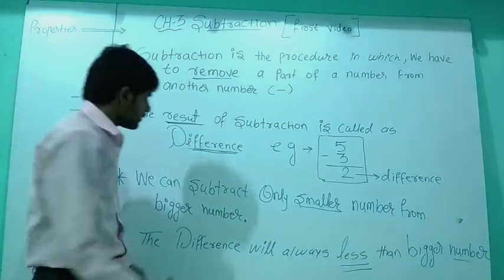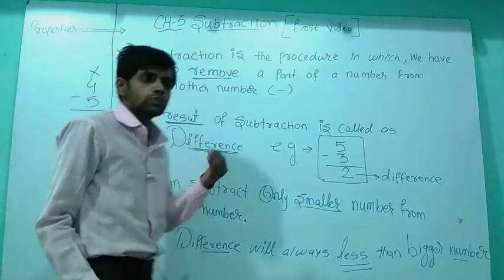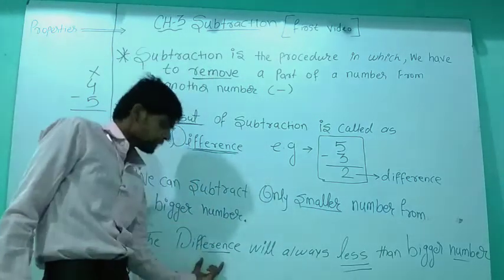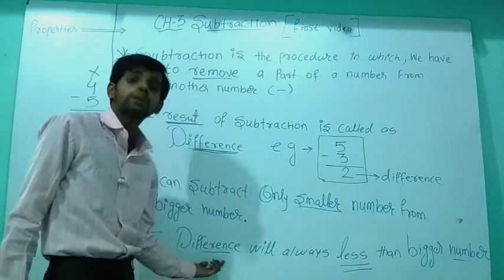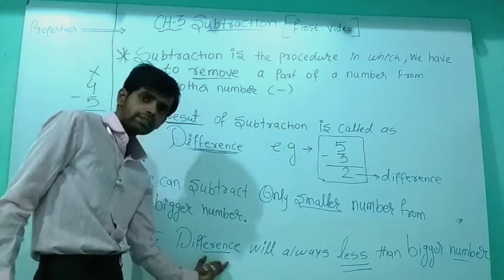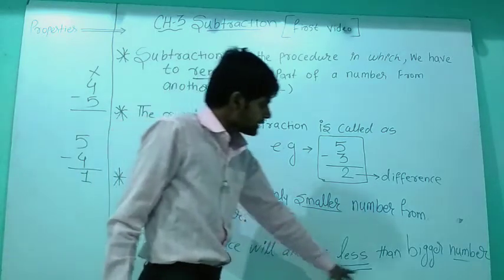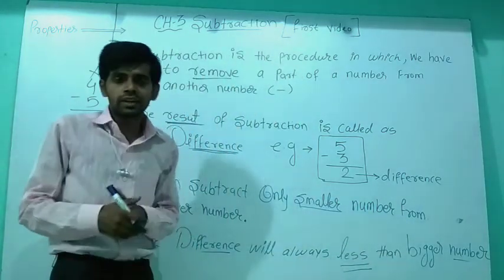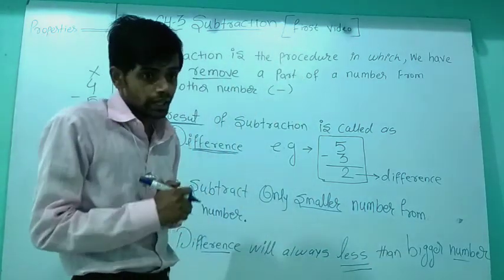Okay. जब भी आप difference find out करोगे तो आपका जो difference है, that means what? Resultant of subtraction. Subtraction करने के बाद जो result आया है वो, that is called the difference, will always be less than the bigger number. वो हमेशा क्या होगा? आपके बड़े नंबर से छोटा ही आएगा.